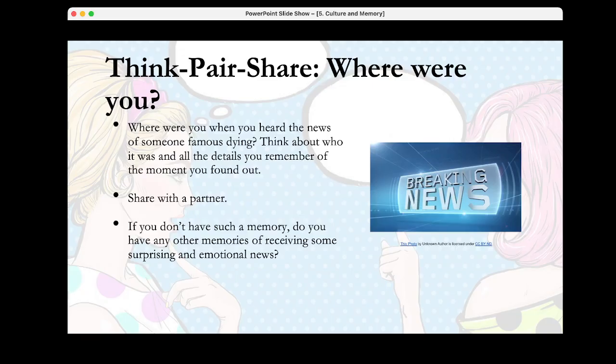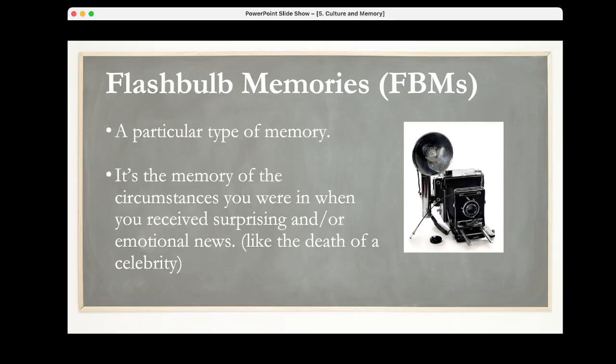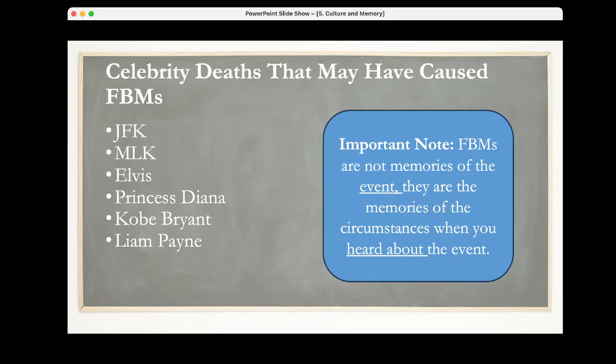And then here, Think, Pair, Share. Where were they when they heard the news of someone famous dying? And then if they don't have such a memory, see if they have any other memories of receiving some surprise or emotional news. I always share where I can remember distinctly Heath Ledger, Princess Di, and Michael Jackson, but I'm not sure about this generation. Alrighty, here at Chalk and Talk, what are flashbulb memories?